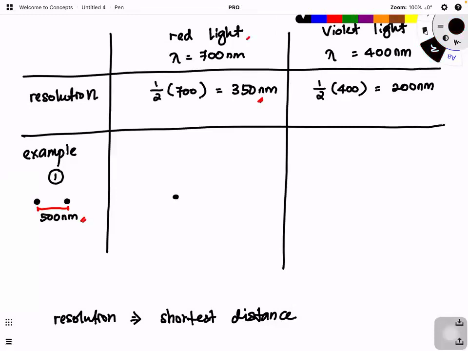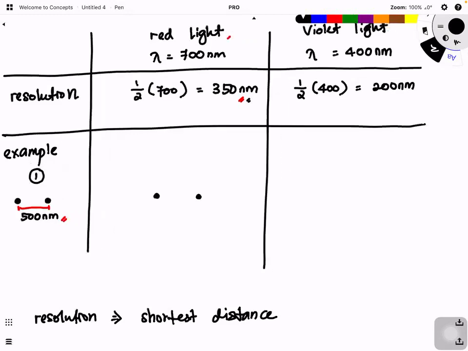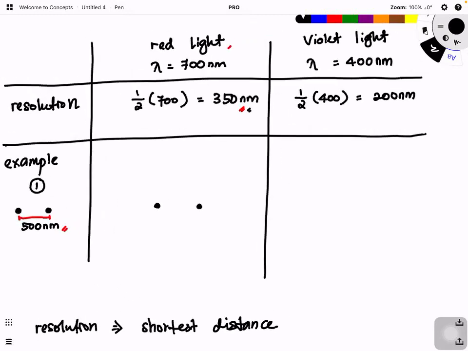No issue for me to see 2 points, because why? The shortest distance between the 2 points that I can still see as 2 points is 350 for the red light microscope. Violet light, no problem, because the shortest distance is 200 nanometer. If it is 200 nanometer, it basically means that anything more than 200 nanometer, I can also see it as 2 points. Are you clear? Okay, this is the first state. Now let's look at the second scenario.